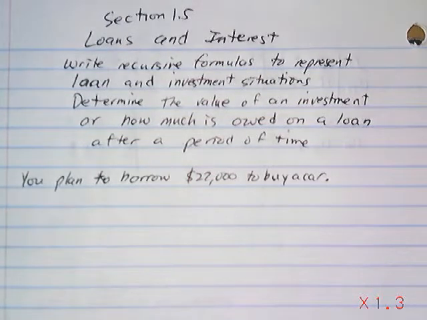Okay, section 1.5 is about loans and investments and interest. Our objectives today are to write recursive formulas to represent loan and investment situations and to determine the value of an investment or how much is owed on a loan after a period of time.